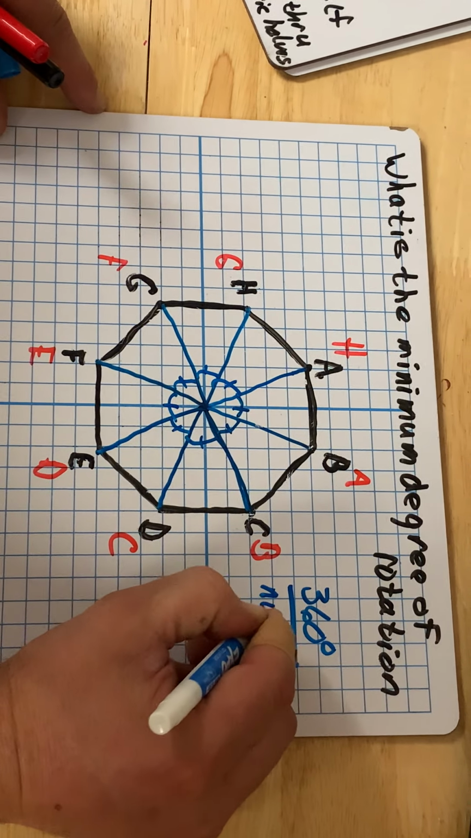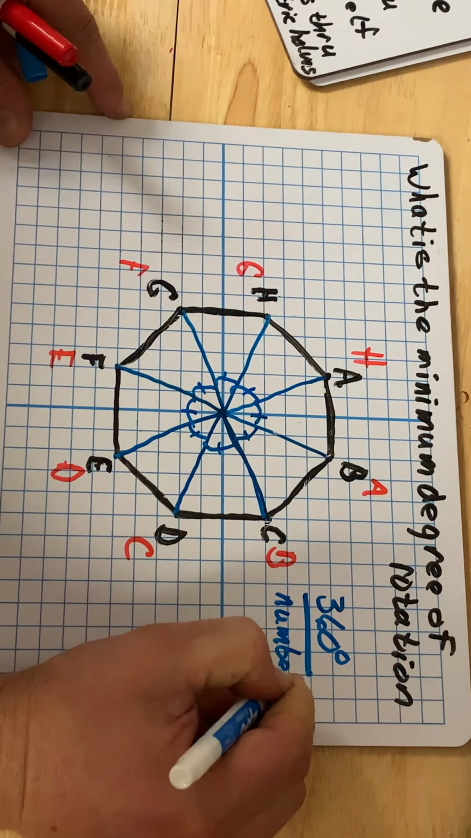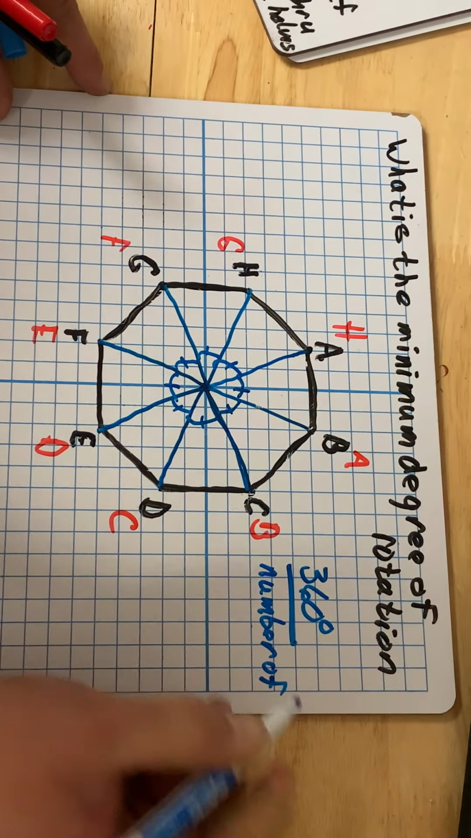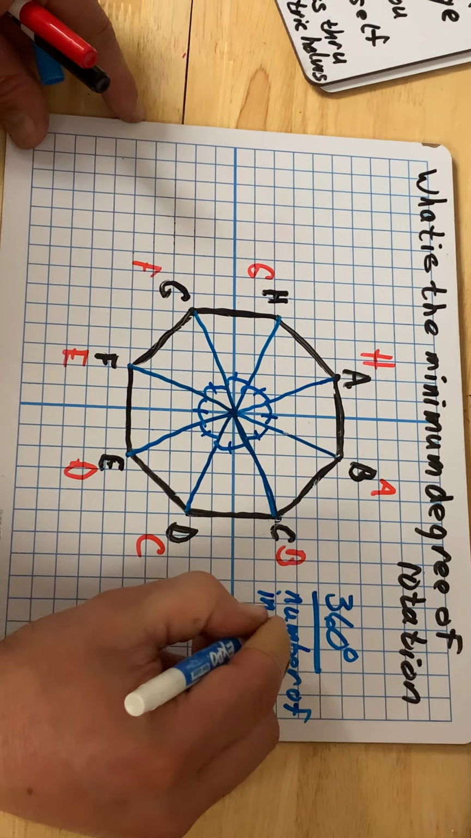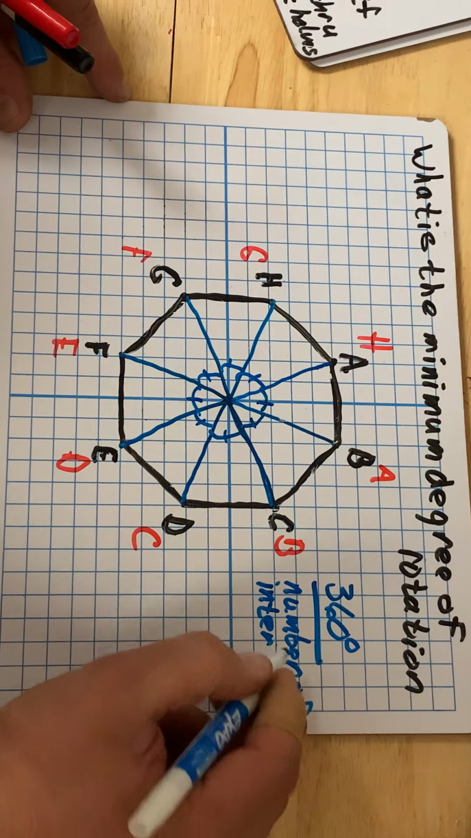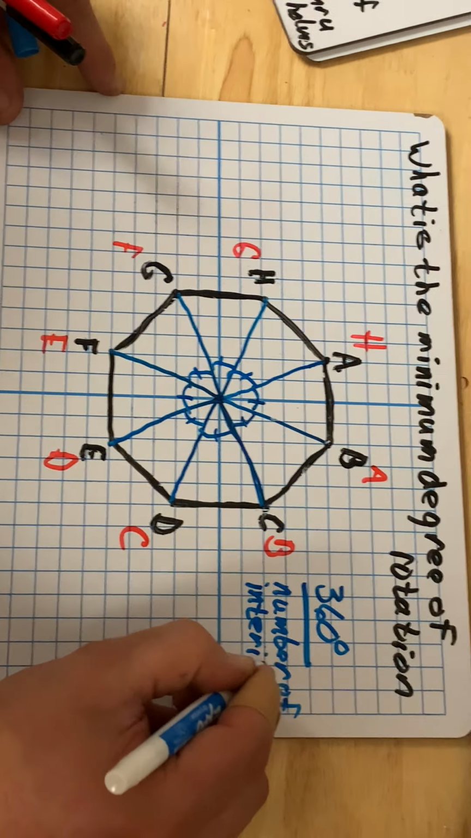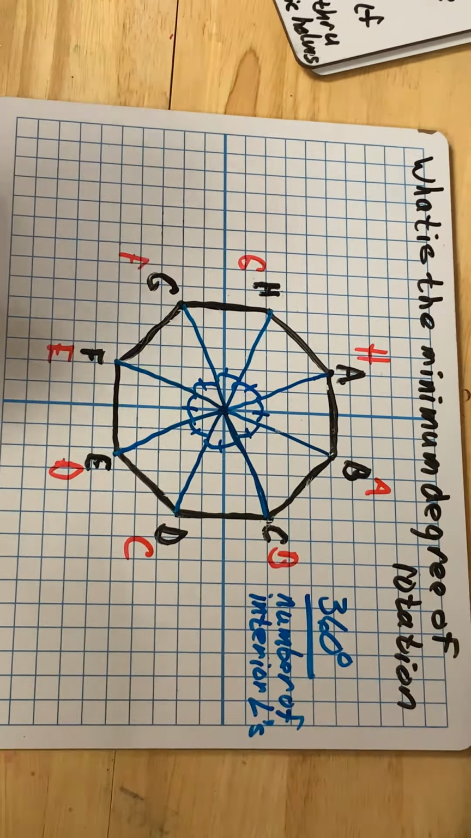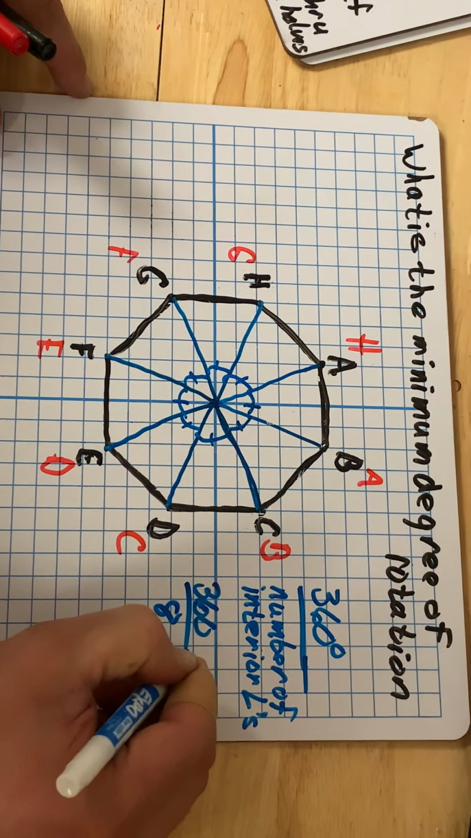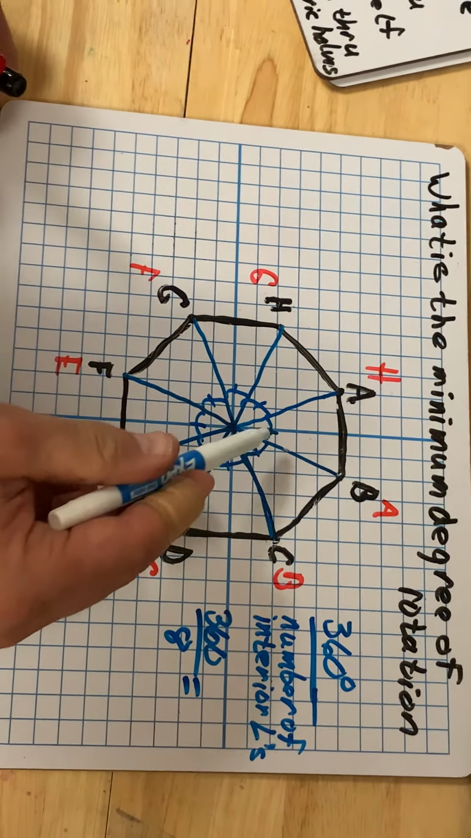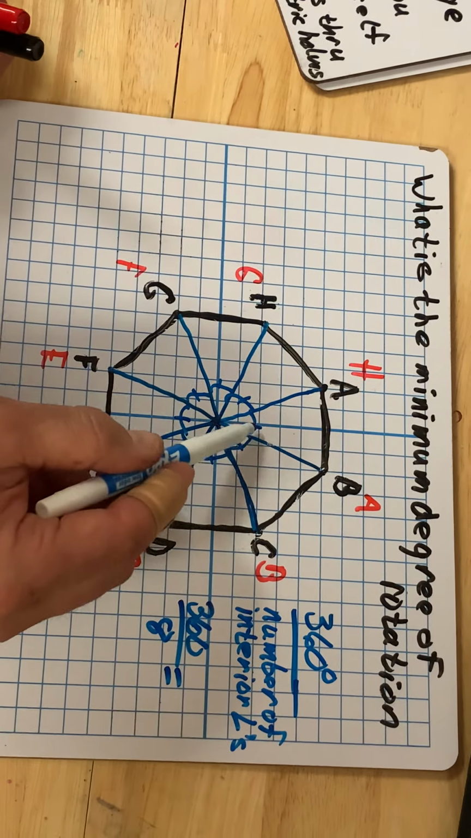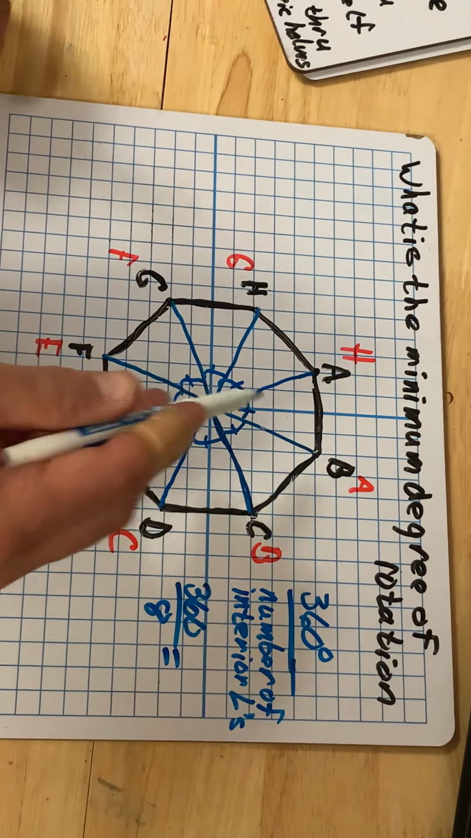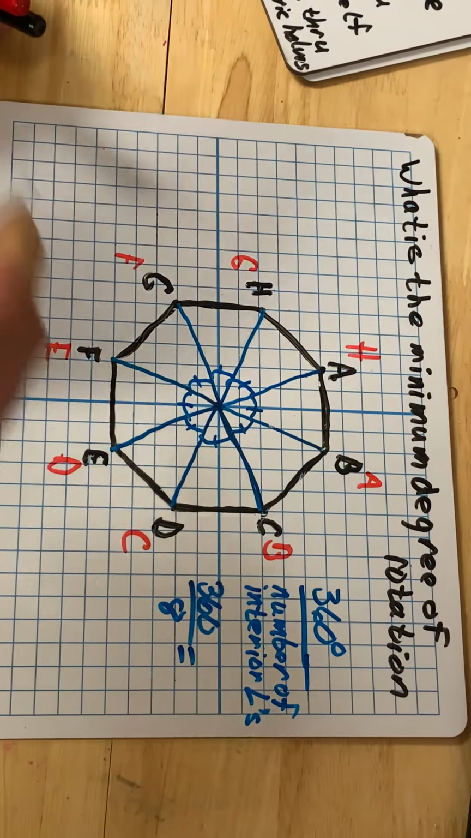number of internal angles or interior angles, which in this case we know it's 8, so 360 divided by 8 is going to give me what one angle measurement is, or what one angle degree movement is.